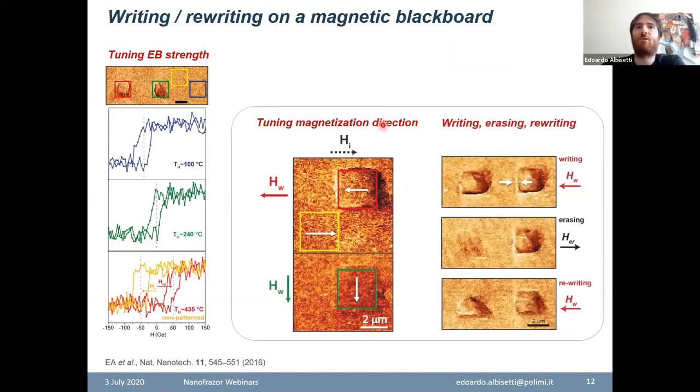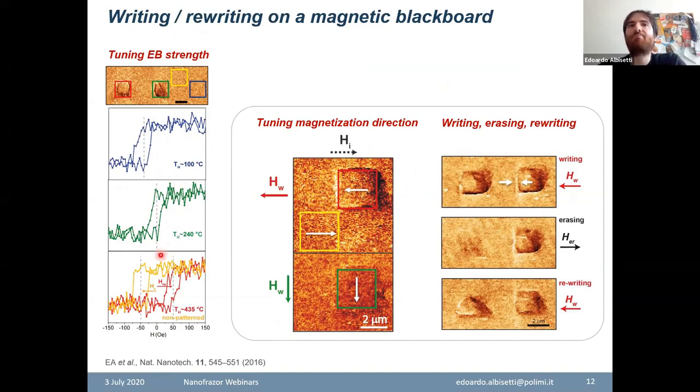This is what I was talking about regarding tunability. And these are all the ways that we can modify the parameters of the patterning in order to tune the properties of the pattern itself. So by changing the temperature of the tip, we can change the exchange bias strength. That is basically the size of the shift in the hysteresis loop. And the more the loop is shifted with respect to the external field here, the more the magnetization is strongly pinned in that direction.